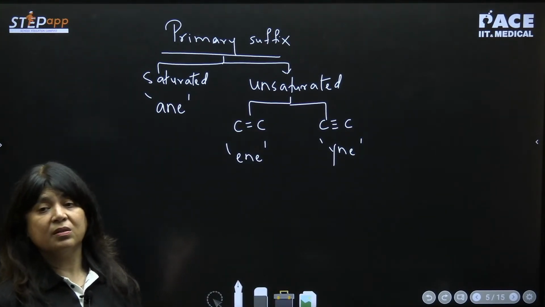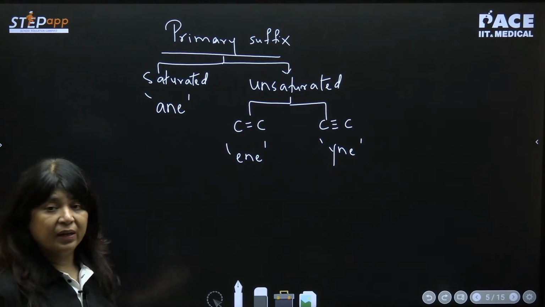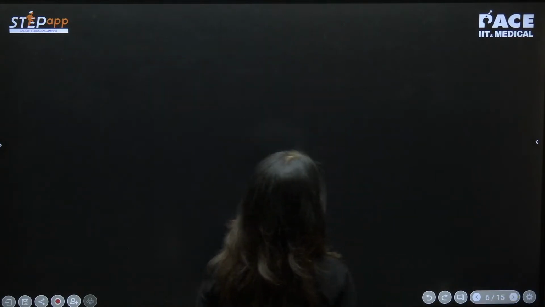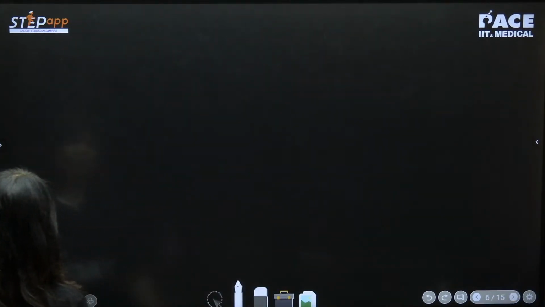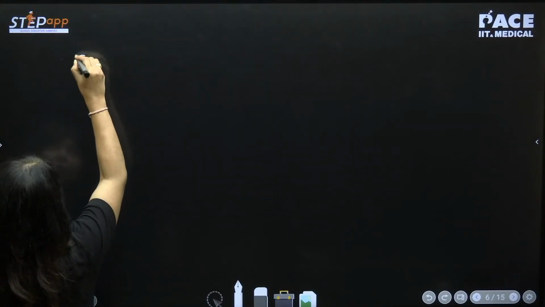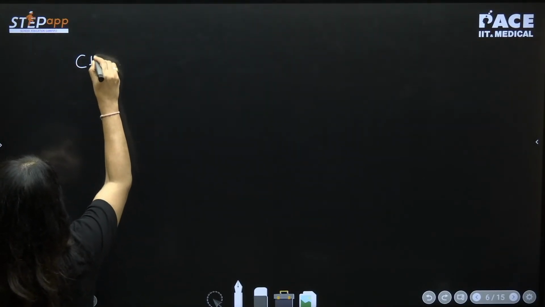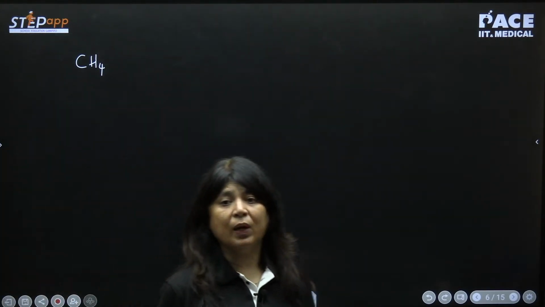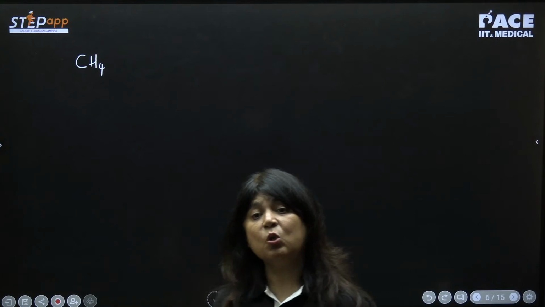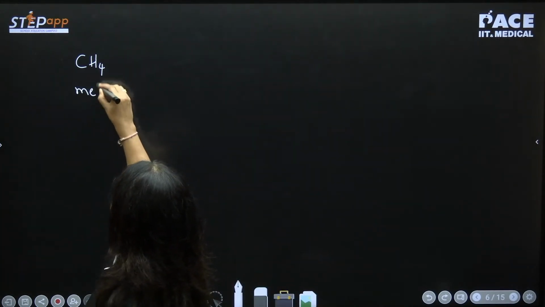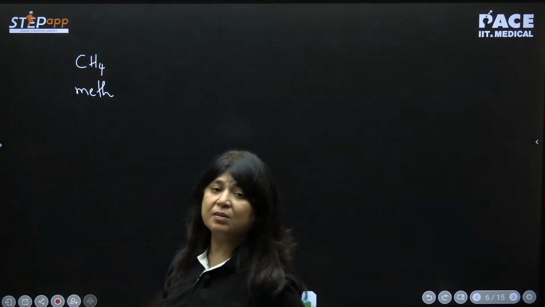So based on this, now we can start with the naming of organic compounds. Let us begin with the simplest organic compound with only one carbon. One carbon, so all the four bonds of that carbon will be with hydrogen. This is the simplest organic compound with one carbon, so the root word to be used here is meth.